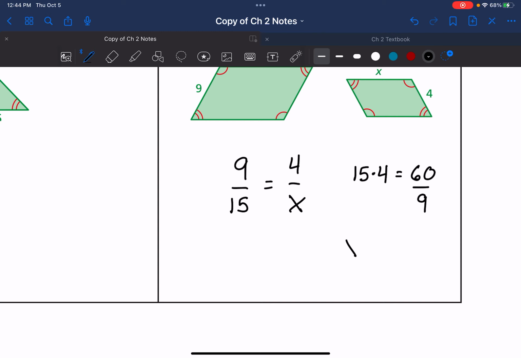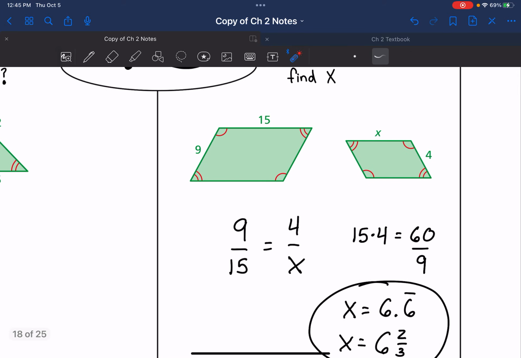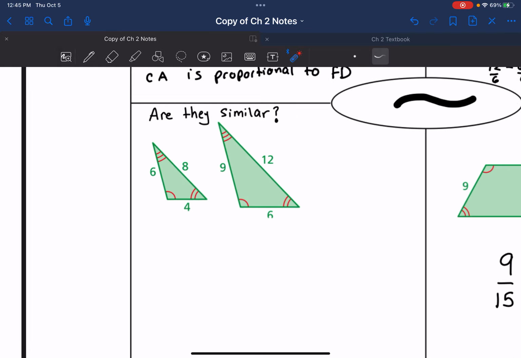That's what we're going to put. X is equal to 6.6 with a hat. I also know that 0.6 with a hat is the same thing as 6 over 9, which if you reduce that, take out a 3, you get 2/3. So you could say it's 6.6 with a hat, or you could say x equals 6 2/3. Once again, how we solve that is we did times divide. Okay? Okay.